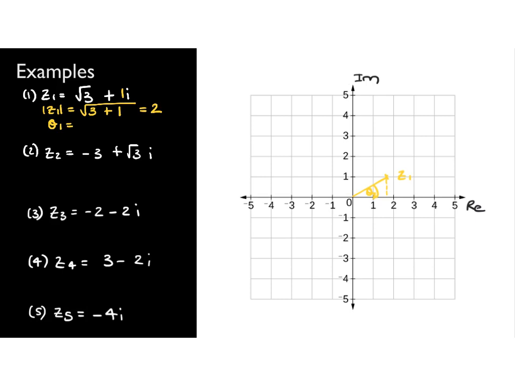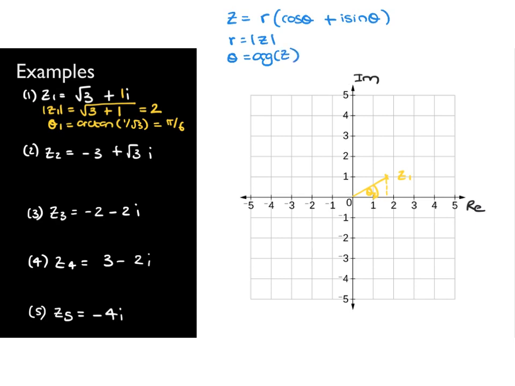Theta 1 is equal to arctan, or tan to the minus 1, of 1 over root 3, which gives us pi by 6. So remember, the modulus argument form of a complex number is r bracket cos theta plus i sine theta, where r is equal to the modulus of z and theta is equal to the argument of z. So from here, we can say that z1 is equal to 2 bracket cos pi by 6 plus i sine pi by 6, and there's z1 written in its modulus argument form.